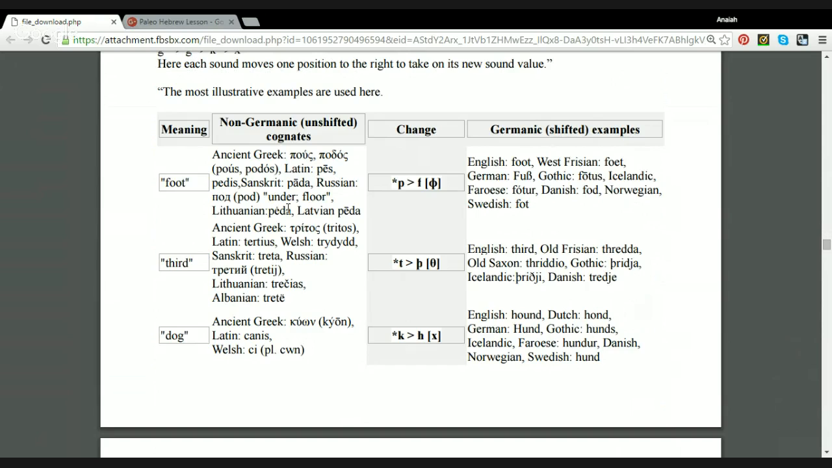Lithuanian, peda. Latvian, peda. Now, look at here. It changed to foot. This is West Frisian, foot. Here's German, fuss, or like food. Gothic is fotus. Icelandic and Faroese is fotur. Danish is fod. Norwegian and Swedish is fot.